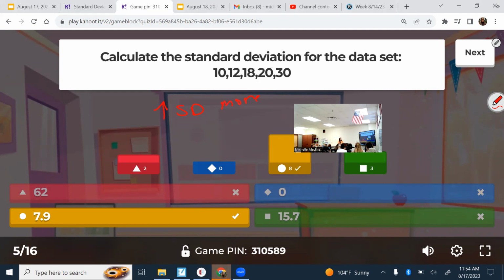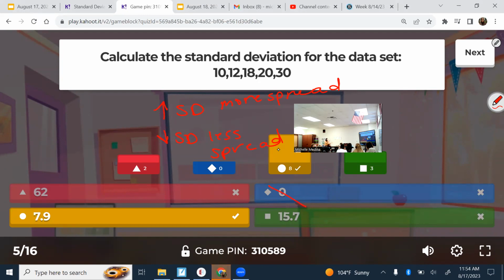More spread out. And then, again, if it's lower, then it's less spread out. If it's 0, then we're saying that it's the same data value for the entire data set. So I'm glad no one picked blue this hour, because obviously this is not the same number repeated multiple times.